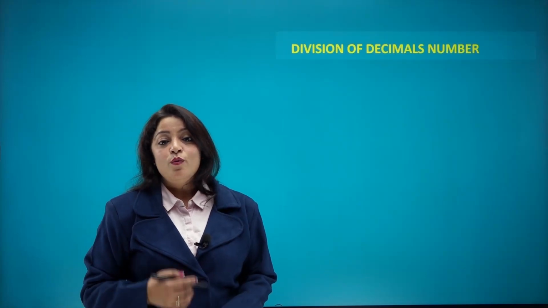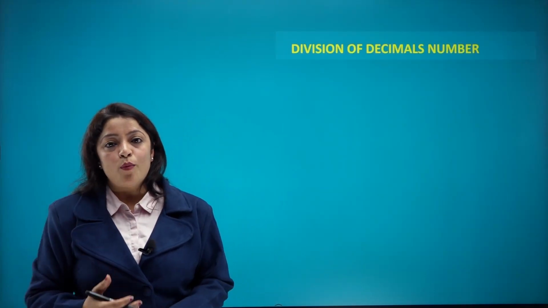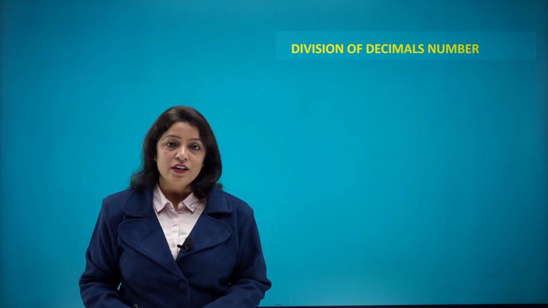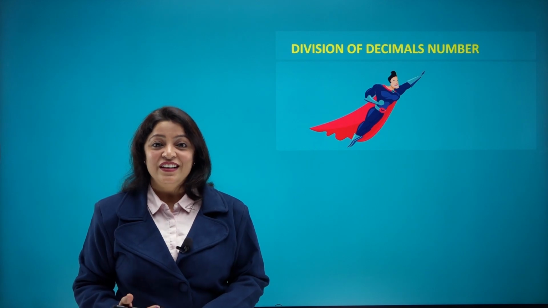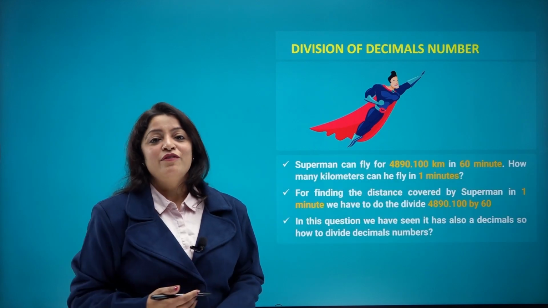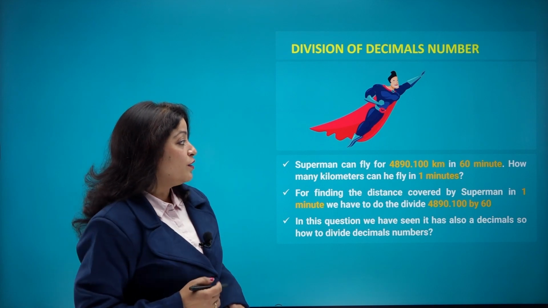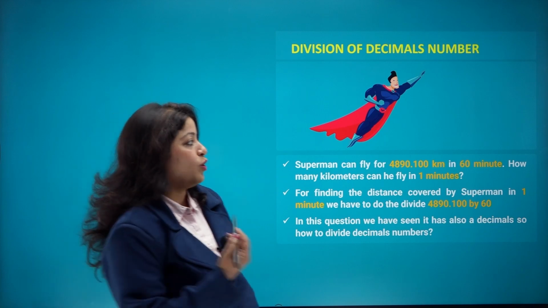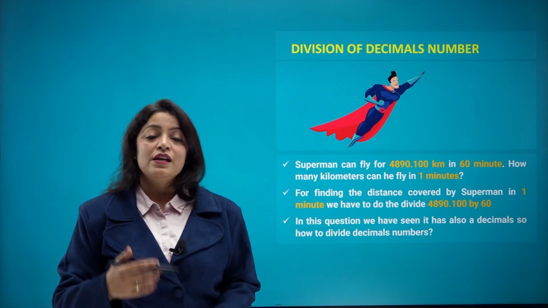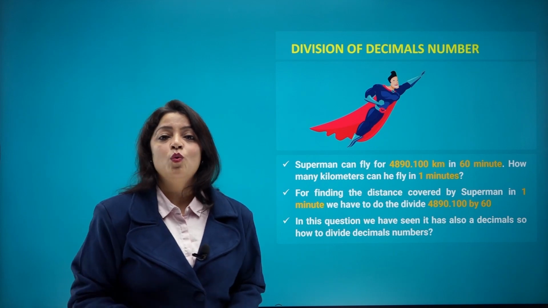And now, when we switch on to division of decimal numbers, let me start this topic with an opening problem over here. You all are fans of this cartoon character, right? And we have a question based on this. Superman can fly for 4,890.100 kilometers in 60 minutes. Now, how many kilometers can he fly in 1 minute?